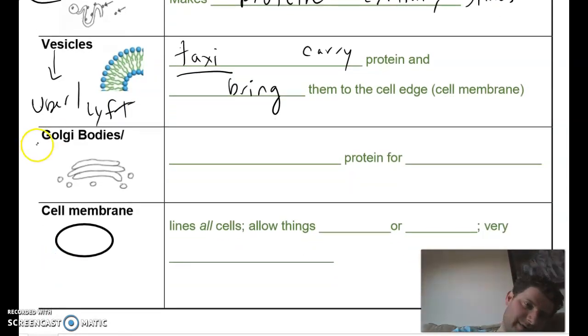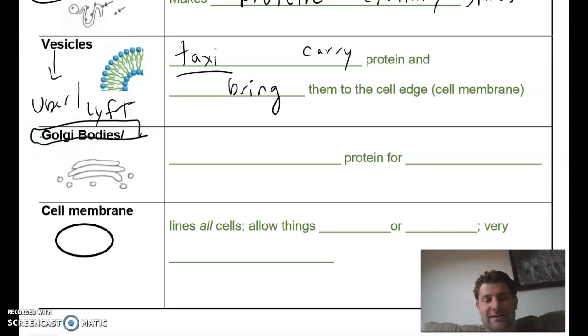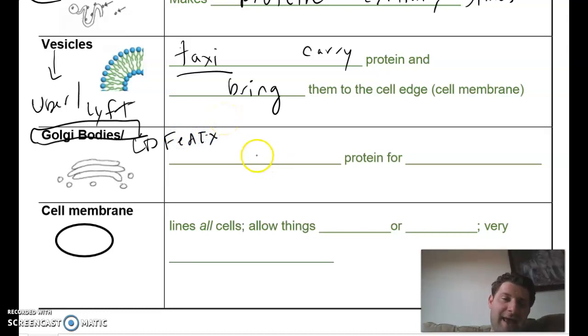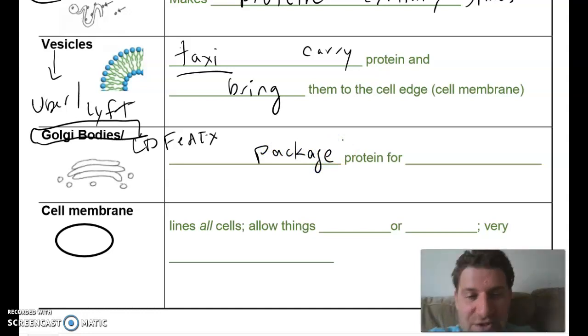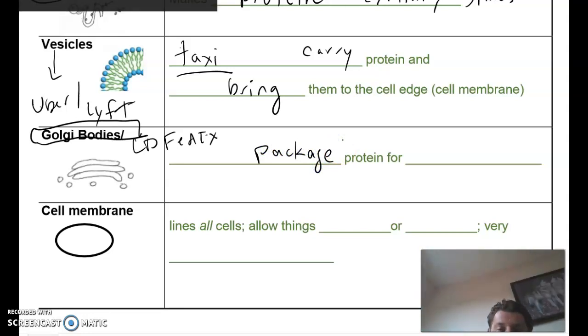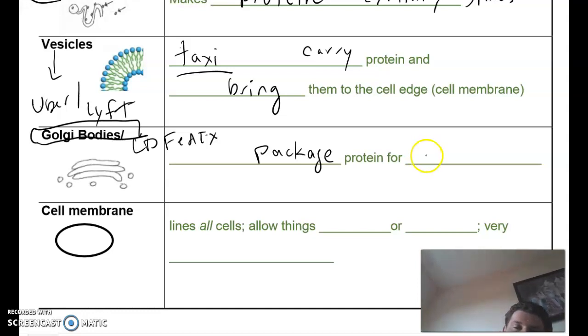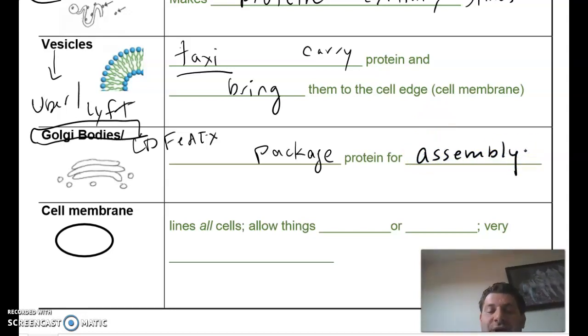Golgi bodies. Kind of throwing it all at you right now. You might want to listen to this video a couple times and practice. They're like what I like to call FedEx. You know FedEx or UPS or Amazon. They package protein. Sorry for my chicken scratch. They package protein for assembly. So they're like a FedEx factory. They're packaging it, putting it into its right spot, and then the vesicle will take it to where it needs to go.